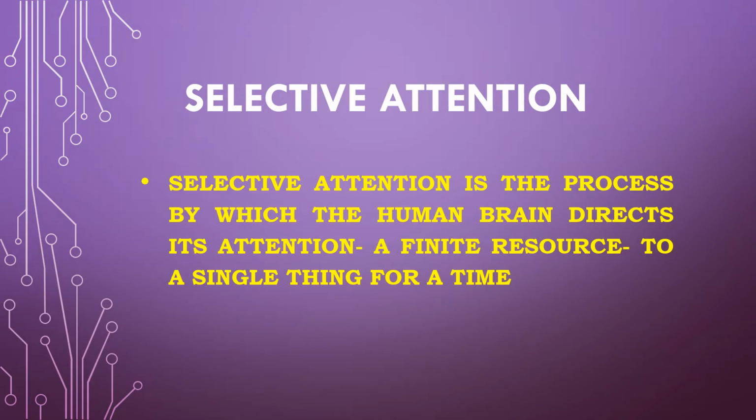Selective attention. Selective attention is defined as the process by which the human brain directs its attention, a finite resource, to a single thing for a time. So, selective attention is the process of focusing on a particular object in the environment, and this focus is for a certain period of time. Attention is a limited resource. So, selective attention allows us to tune out unimportant details so that we can focus on what matters.